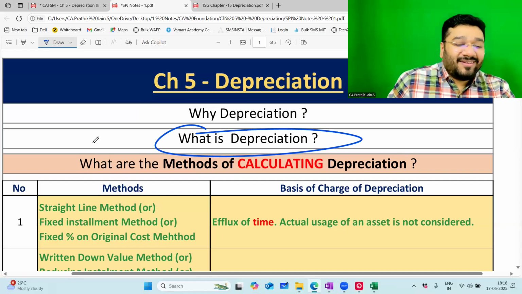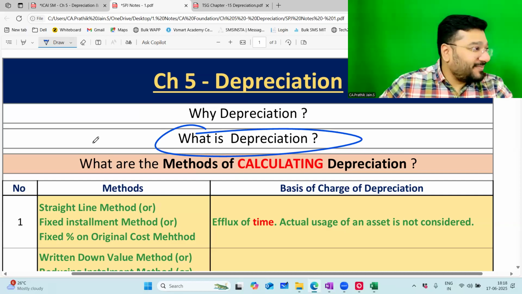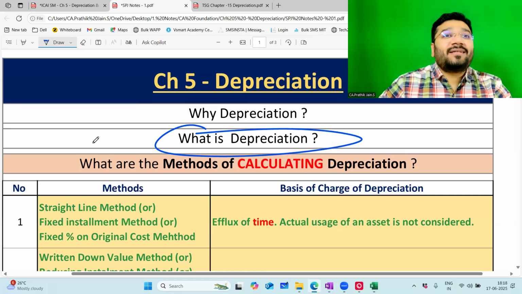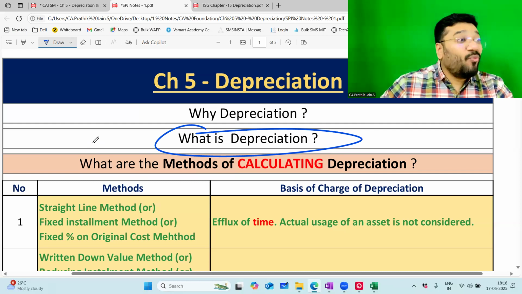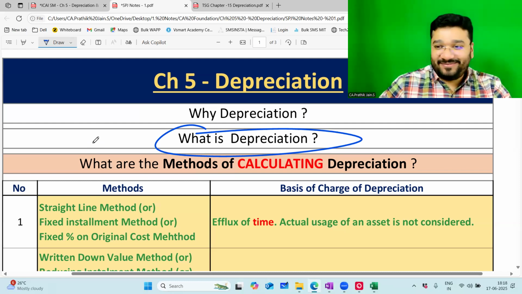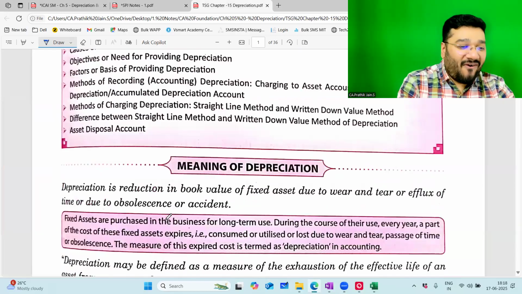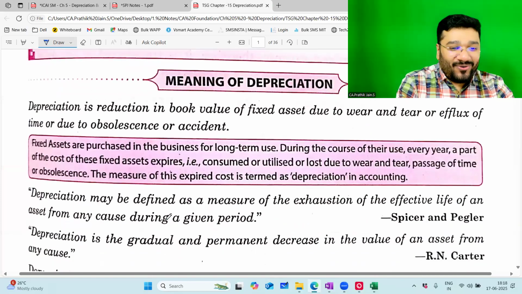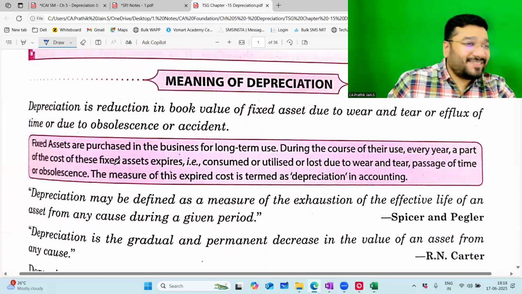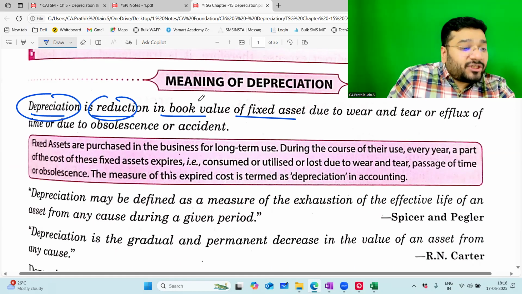Now, coming to your main question. What is depreciation? Now tell me. What is depreciation? Reduction in the value of this. Wonderful, got it. So depreciation is nothing but a reduction in the book value of the fixed asset.